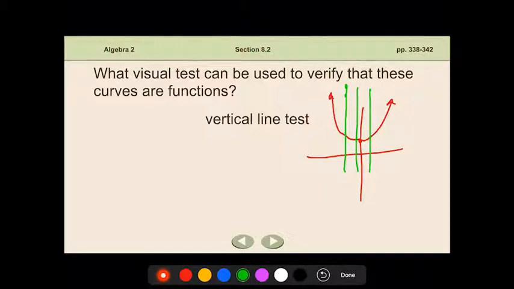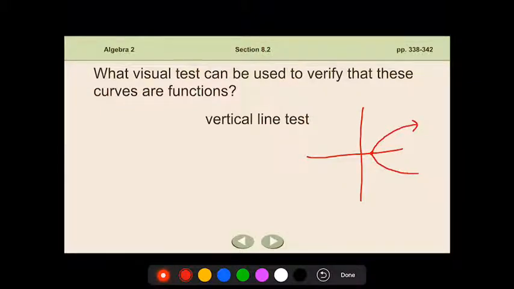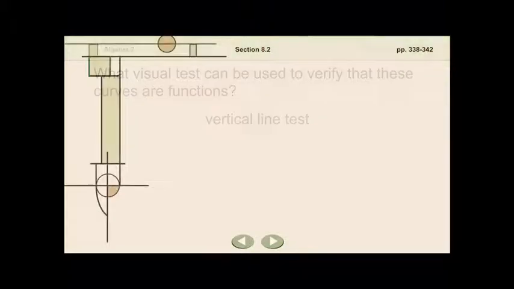Some of you may say, well, Mr. Collin, can you give us an example that would not be a function? Sure, absolutely. Let's take that parabola we just drew and let's draw it on its side. So you draw that parabola on its side and you draw a vertical line. You'll notice that vertical line intersects this graph in two places. Since it intersects in two places, we know this is not a function. So that's a quick visual way to tell if something is a function or not.